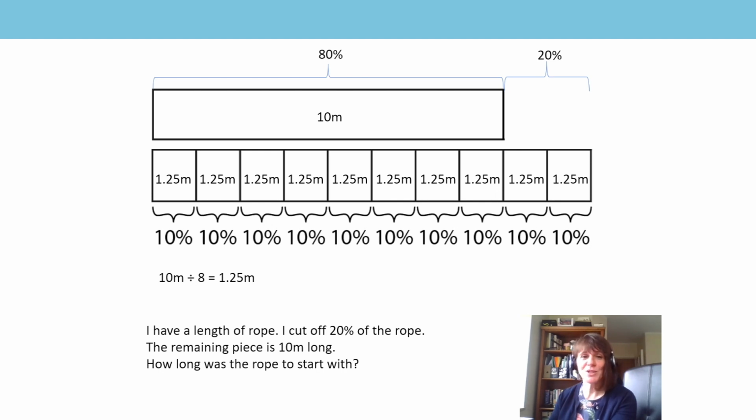And then, in order to work out 100%, I could multiply 1.25 by 10, and 1.25 multiplied by 10 is 12.5. Or I could have added these two together to get 20%, and 1.25 add 1.25 is 2.5, and then I could have added 2.5 onto 10 meters, so it would equal 12.5 meters. I think there's a better bar model, so I'm going to show you that now.